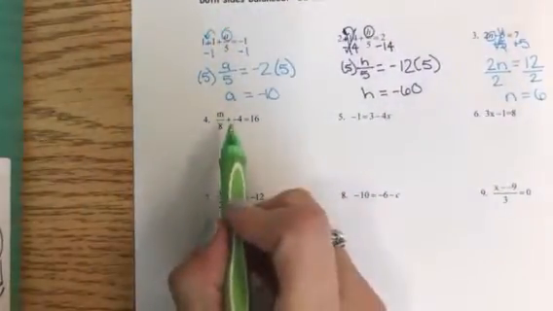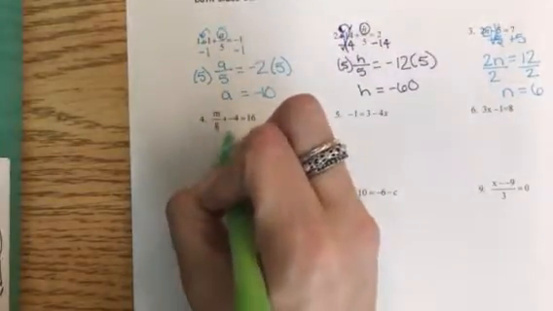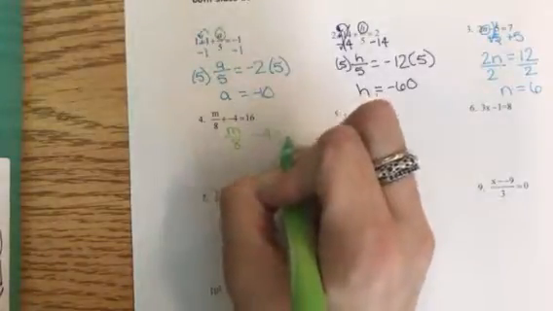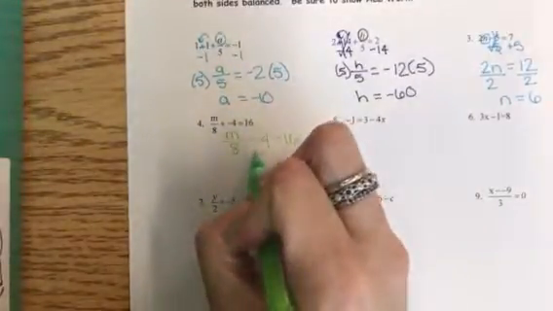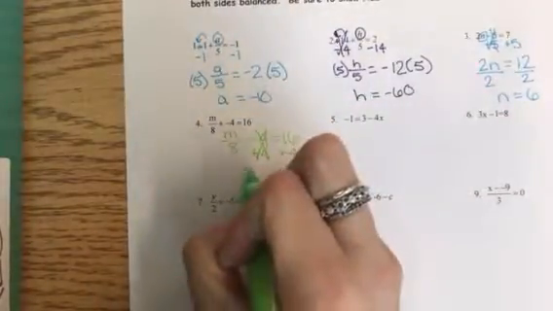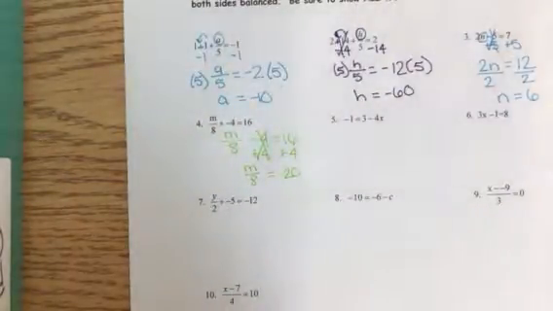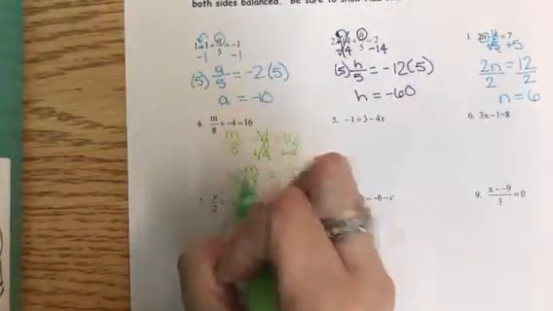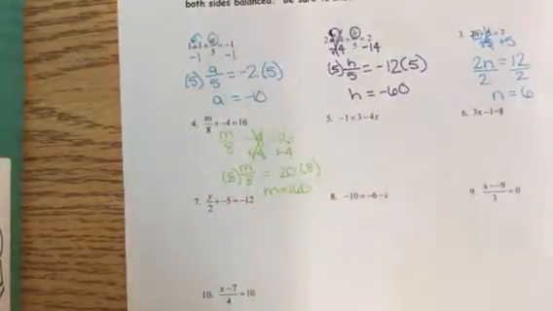Okay, number 4, we have 2 signs happening, and these 2 signs are opposite signs. So if you want to rewrite this, this would turn into m over 8 minus 4 equals 16, right? 2 signs that are opposite signs always turn into subtraction. Okay, we'll undo our addition and subtraction first. So we'll have m over 8 equals 20. And then we will undo division with multiplication. So we will get m equals 160.